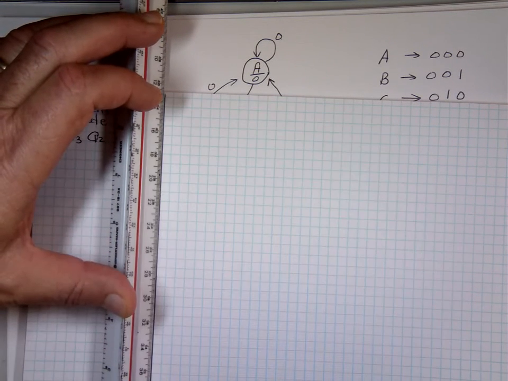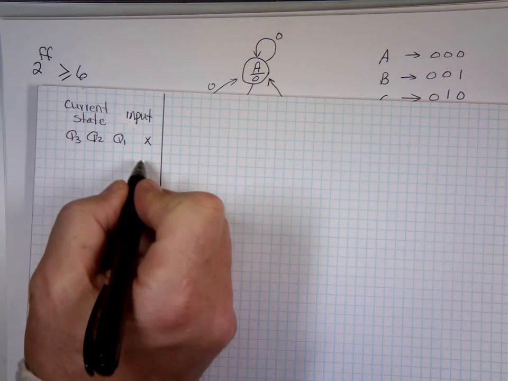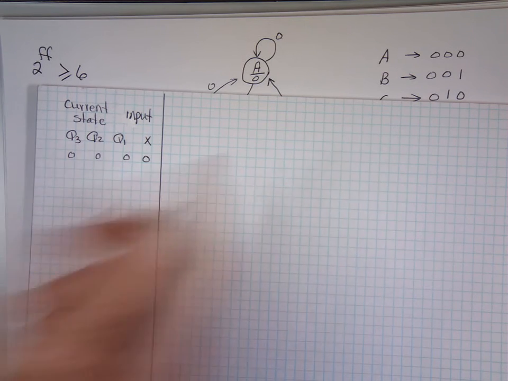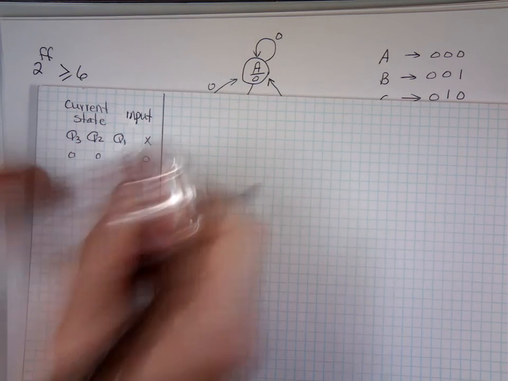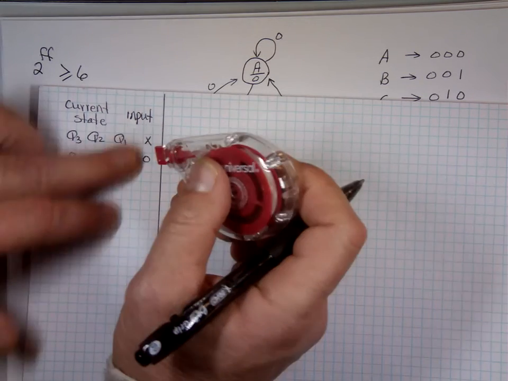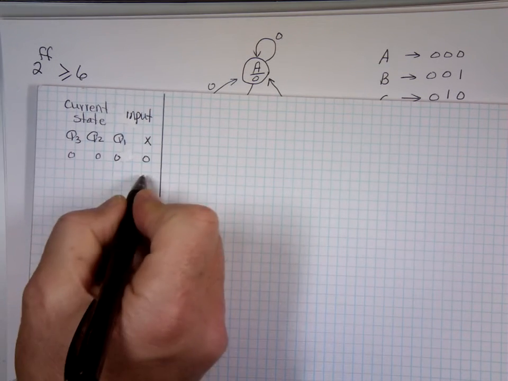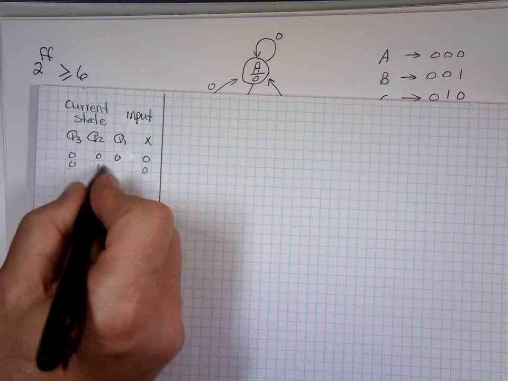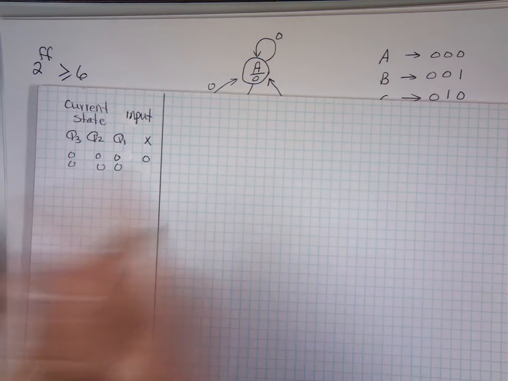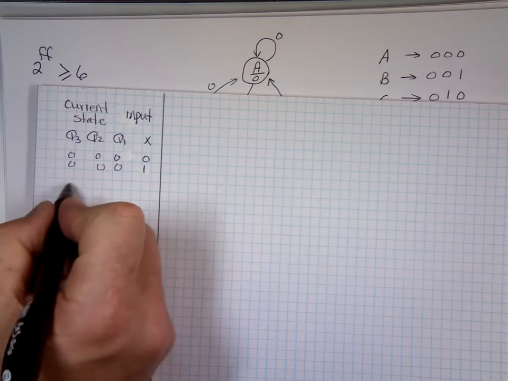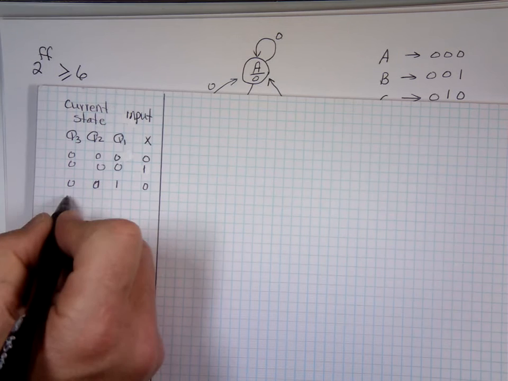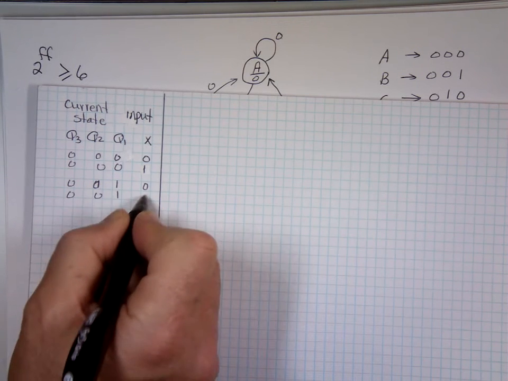And let's list all the combinations for them. It could be 0, 0, 0, 0. I'll move this one here because it looks crooked. Could be 0, 0, 0, 0, 1. Maybe I'll do it 0, 1, 0, 0, 1, 0, 0, 0, 1, 1.